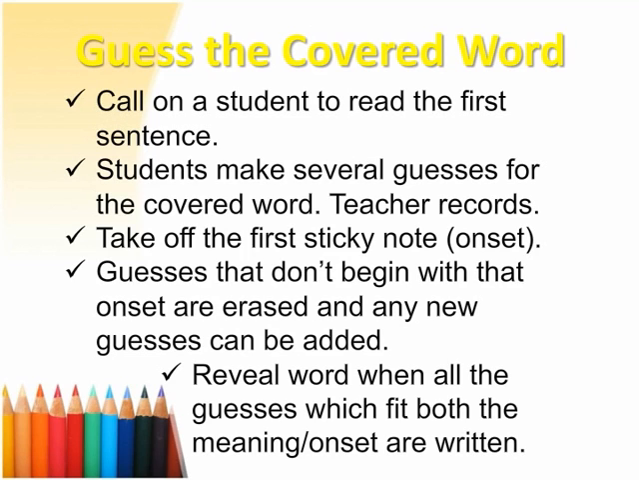Next, you would call upon a student to read the first sentence. The students would make several guesses for the covered word while the teacher records them. Take off the sticky note that is covering the onset. Any guesses that don't begin with that onset are erased, and any new guesses can be added. Finally, you would reveal the word when all of the guesses which fit both the meaning and the onset are written.